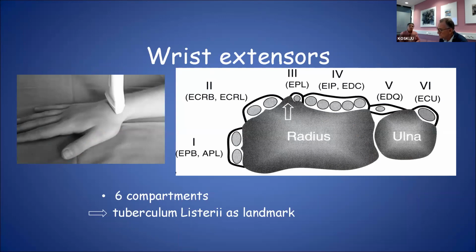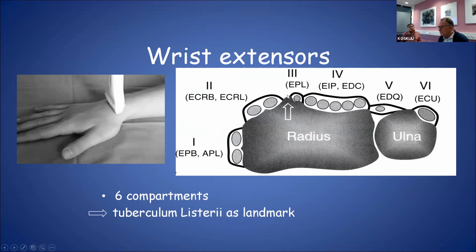Wrist extensors. These are topics you have to study with your anatomy book. There are six compartments. First compartment: abductor pollicis longus, extensor pollicis brevis. Second: extensor carpi radialis, the longus and brevis. And then extensor pollicis longus is the third.